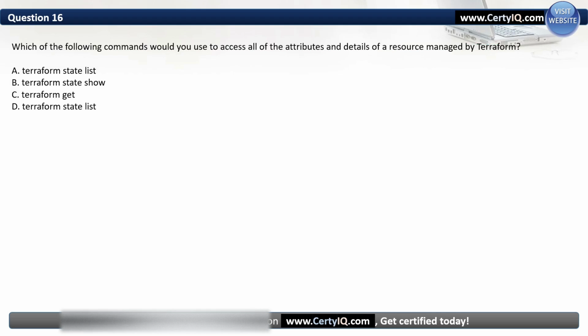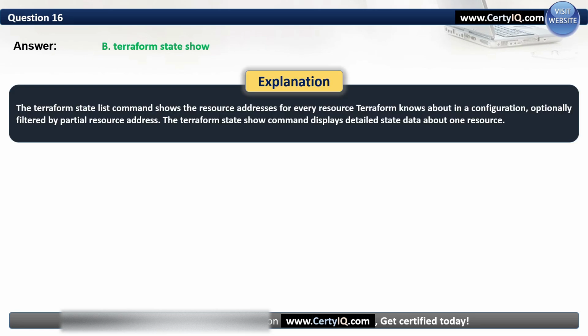Question 16. Which of the following commands would you use to access all of the attributes and details of a resource managed by Terraform? The correct option is B, terraform state show. The terraform state list command shows the resource addresses for every resource Terraform knows about in a configuration, optionally filtered by partial resource address. The terraform state show command displays detailed state data about one resource.